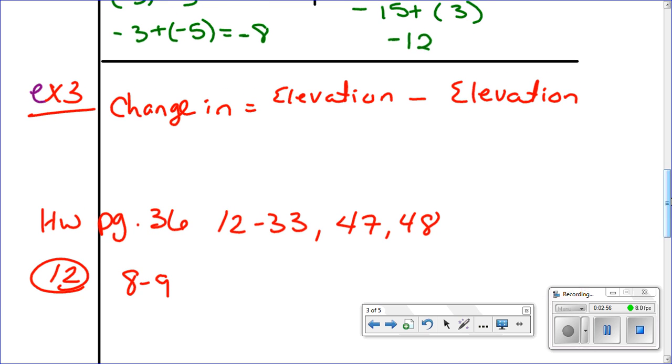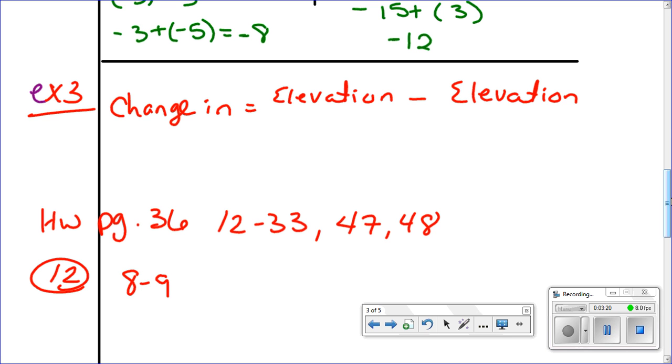In example 3, it says to answer the question on page 34. Kikumjini is an underwater volcano in the Caribbean Sea. Eruptions have caused the volcano to grow. In 1962, the summit elevation of Kikumjini was negative 235 meters. In 2002, the summit elevation was negative 182 meters. By how many meters did the elevation of the volcano change?